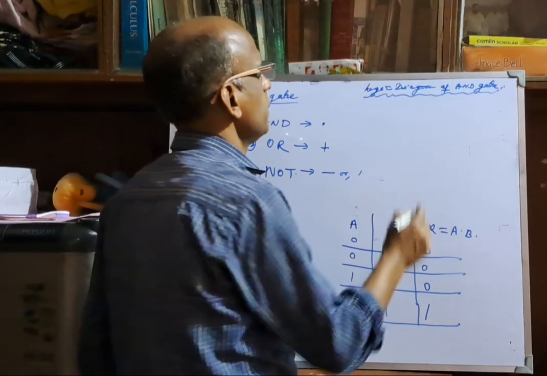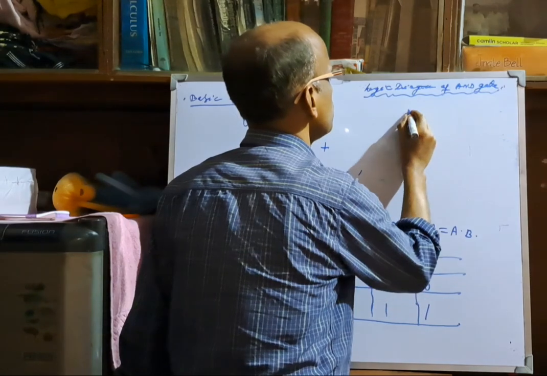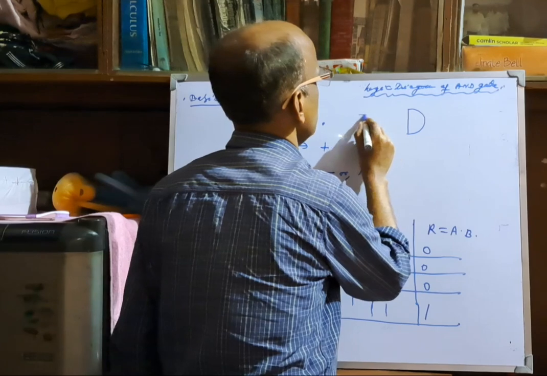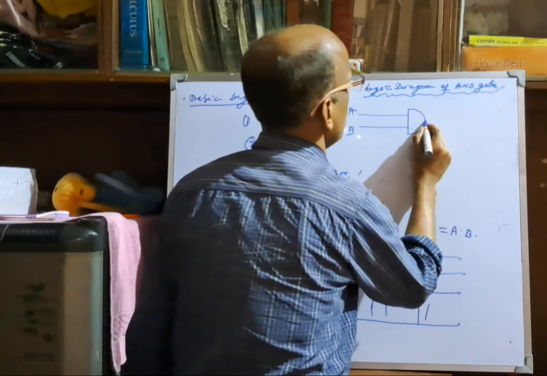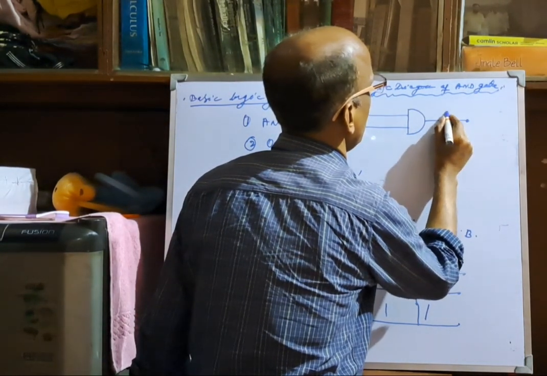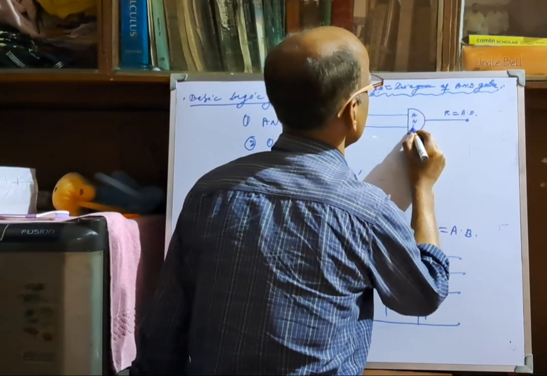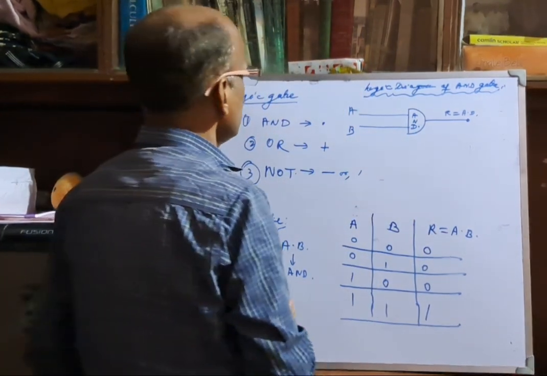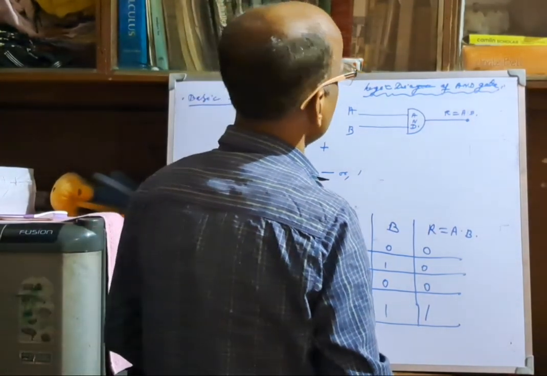The logic diagram of the AND gate is, you just see here, how it will be. You will use the AND gate in this way. A and B are the inputs, and the output is R, which is equal to A and B. Okay, this is the AND gate. This is the logic diagram of the AND gate, nothing else. So I think the AND gate we have done.